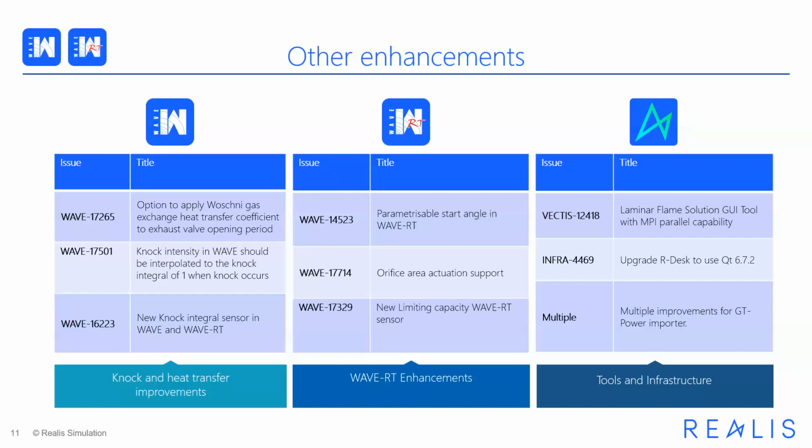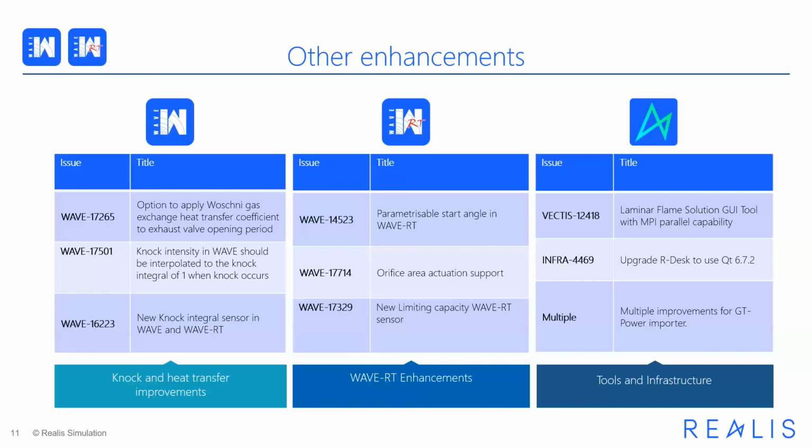The knock intensity can now be interpolated to knock integral of 1 when knock occurs. This small enhancement improves the accuracy of knock intensity reporting, particularly when using larger time steps. It also aligns the WAVE implementation with that of WAVE-RT. For knock control purposes, it's sometimes preferable to use the knock integral, which is a smooth, continuously varying quantity, instead of knock intensity. This is made possible by the new knock integral sensor, which we have introduced in 2024.2.